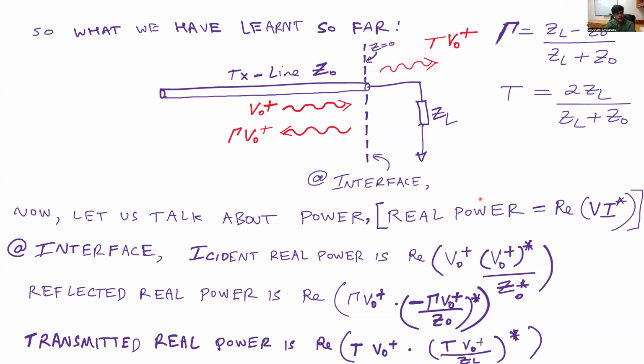So let us go back here now. What we have learned so far is, there's a transmission line with a characteristic impedance Z0. And at the interface at z equals 0, there's a load impedance ZL connected, right? The incident wave is going to be V0 plus. The reflected wave is going to be the reflection coefficient times the incident wave. And the transmitted wave is going to be the transmission coefficient times the incident wave. And these are the reflection coefficients and the transmission coefficients that were calculated earlier.